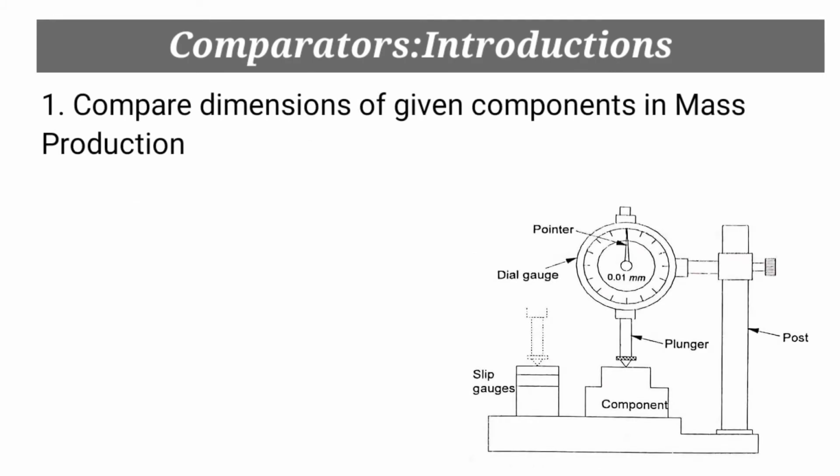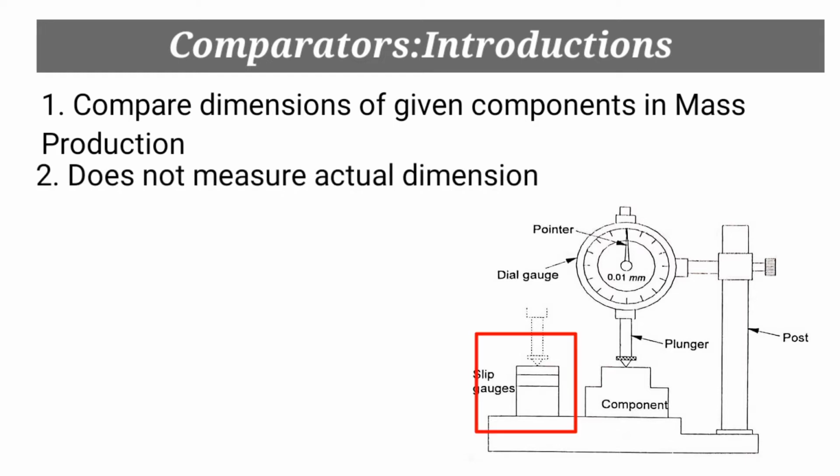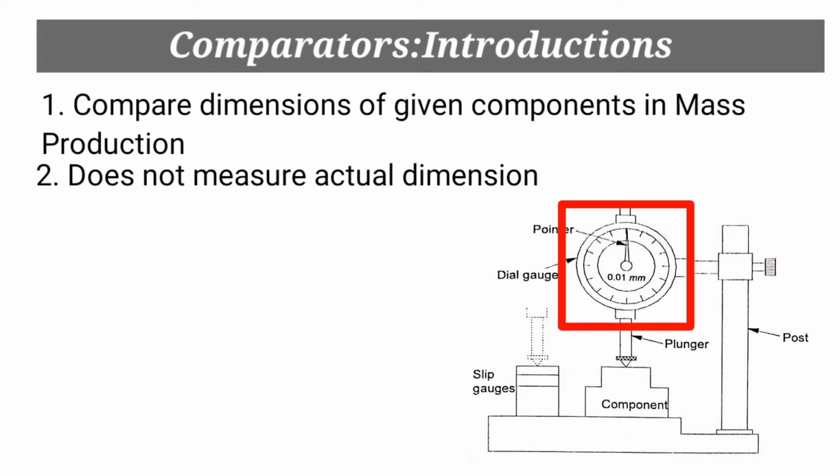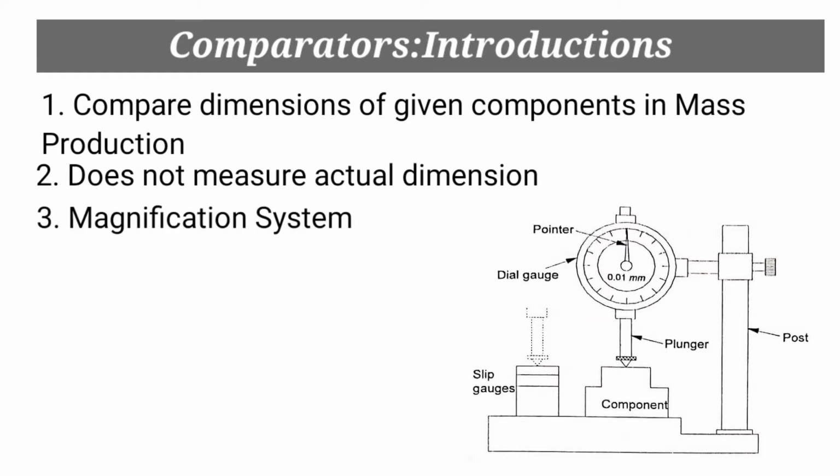A comparator is a precision instrument employed to compare the dimension of a given component with a working standard, usually slip gauges. It thus does not measure the actual dimension but indicates how much it differs from the basic dimension. The indicated difference is usually small and hence a suitable magnification device is provided to measure the difference with a consistent accuracy. Now we will see how the comparator works with the help of this example.